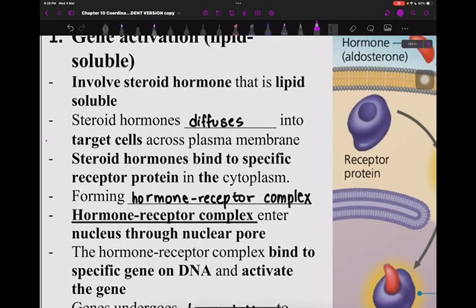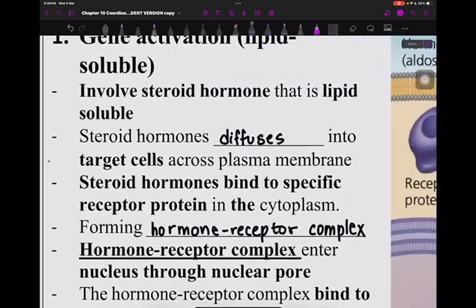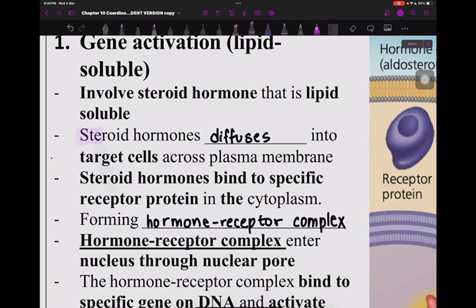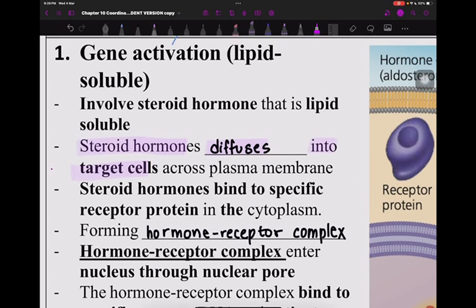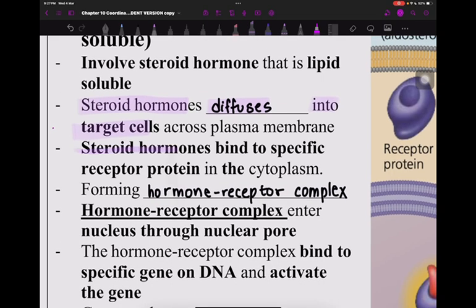Kita masuk dekat poin pertama dulu lah. First dimension di sini, steroid hormones diffuse into the target cells across the plasma membrane. So that's why we need to use lipid soluble, so dia boleh diffuse into the target cell. The next point is that the steroid hormone bind to specific receptor protein. Ini adalah dia punya keyword, specific receptor protein.